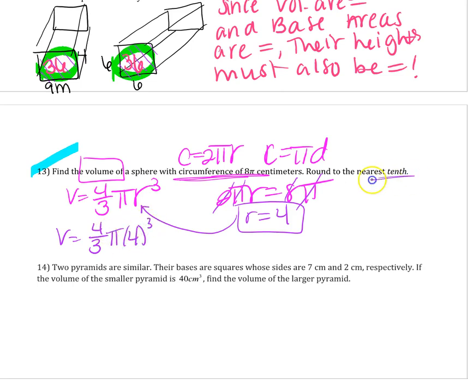Okay, and it says round to the nearest tenth, so you just plug this entire thing in. I think you guys are good with the plug-in, so I'll leave that for you.